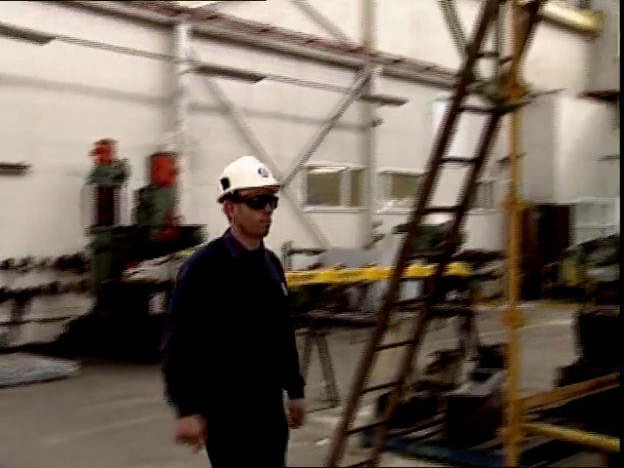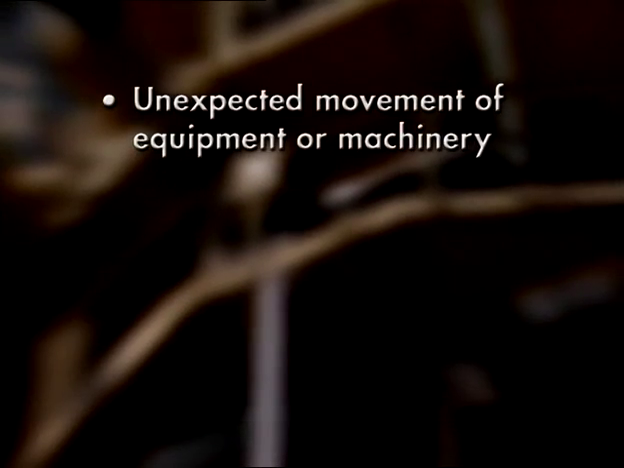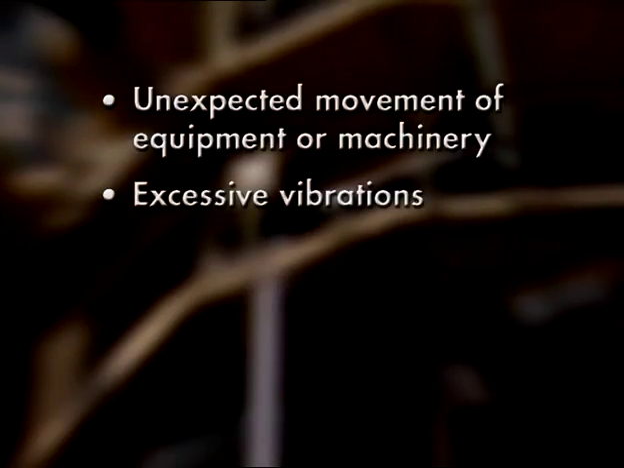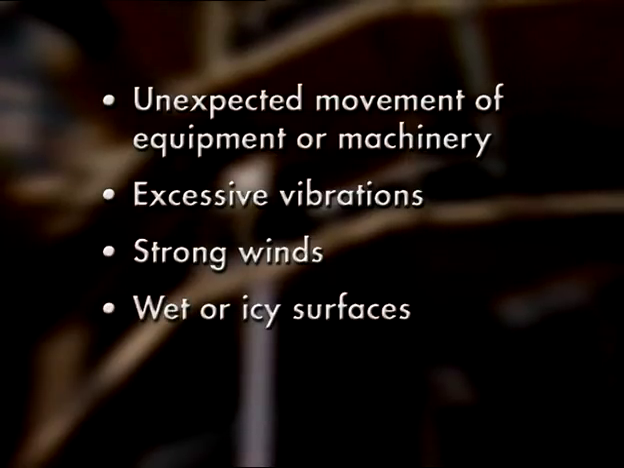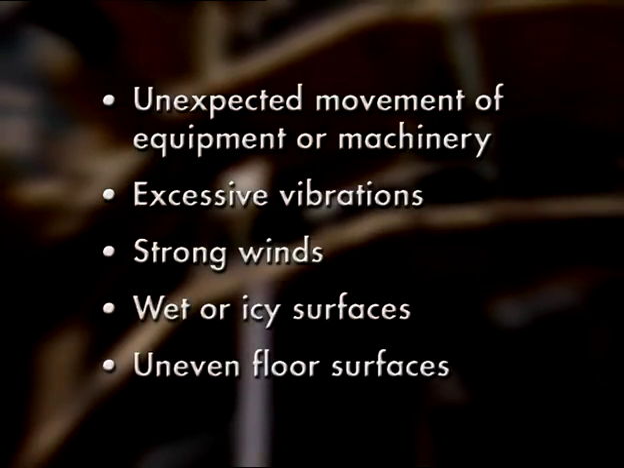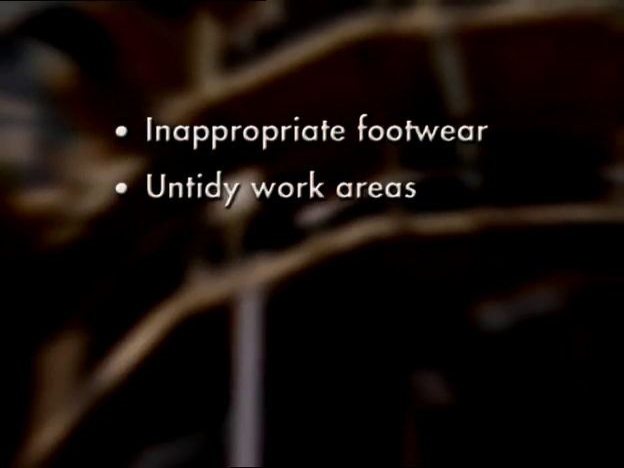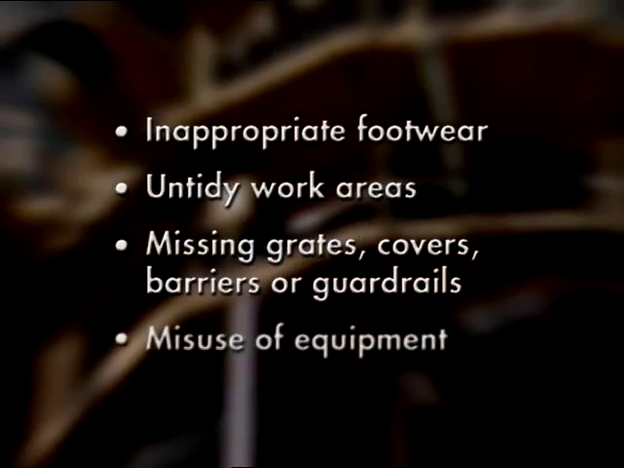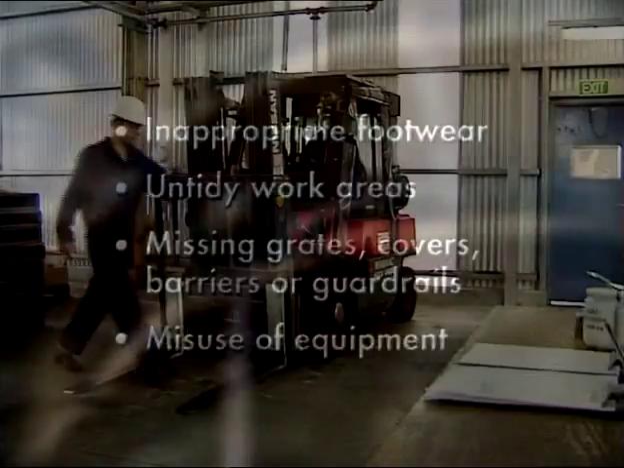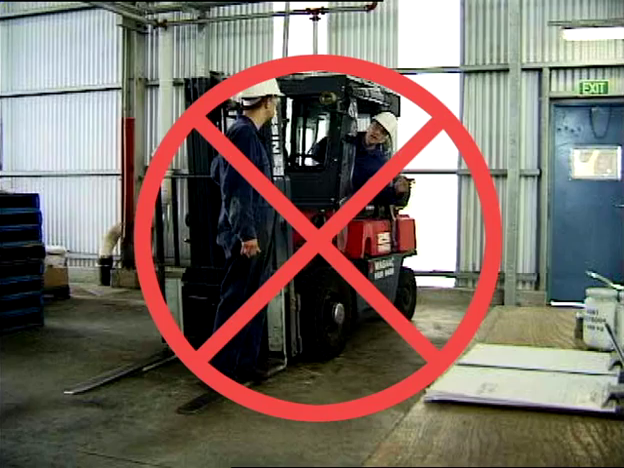There are lots of other contributory factors that can lead to falls in the workplace. Here are just a few examples. Unexpected movement of equipment or machinery, excessive vibrations, strong winds, wet or icy surfaces, uneven floor surfaces, inappropriate footwear, untidy work areas, missing grates, covers, barriers or guardrails, and misuse of equipment, for example, using the tines of a forklift as a platform to stand on, and the list can go on.